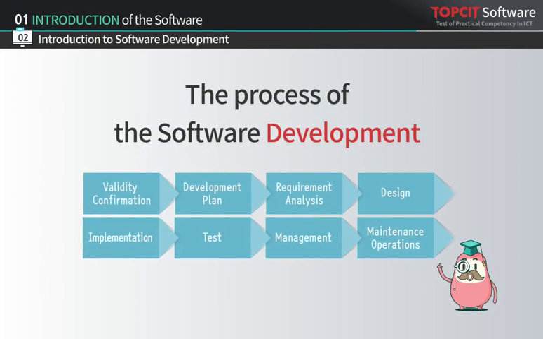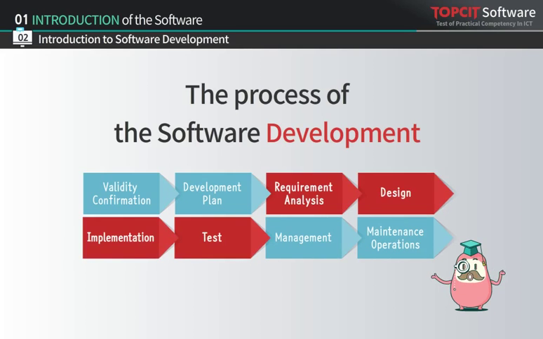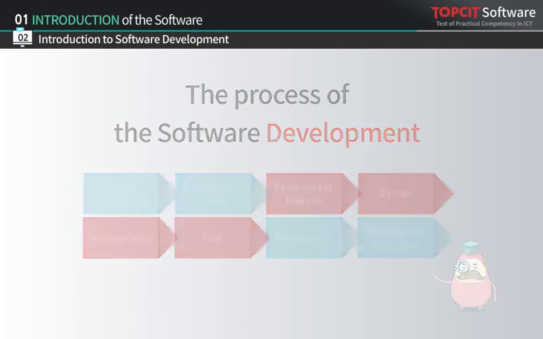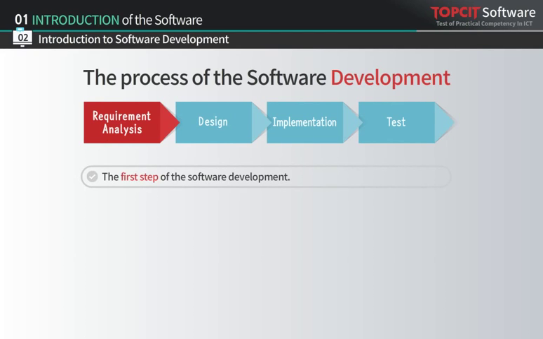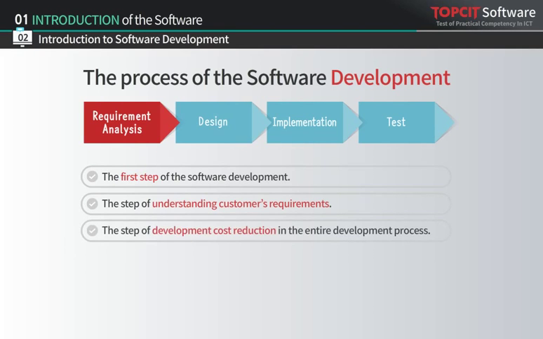Software development activities are defined in accordance with the software lifecycle. It generally consists of requirements analysis, design, implementation, and testing activities. Please click those buttons to check out the characteristics of each process. First of all, requirements analysis is the first actual step during software development. Also, it is the step of understanding customers' requirements. It is the step of reducing development cost in the whole development process as well.